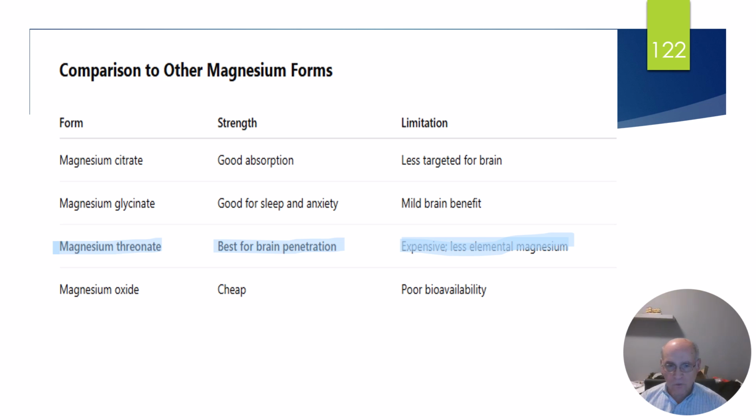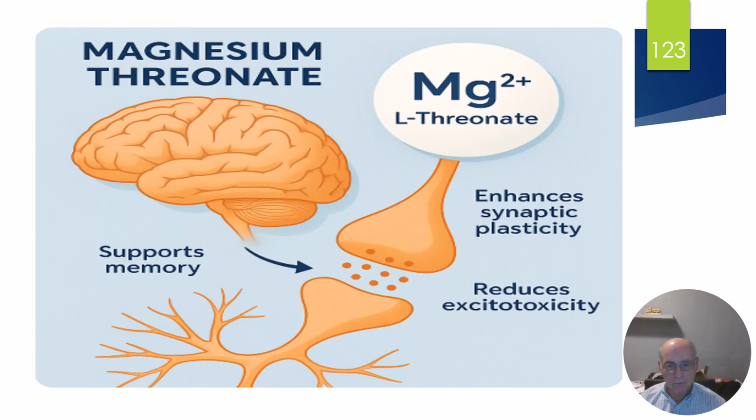It comes in 144 milligrams of elemental magnesium. So if you figure that you really should have your magnesium and calcium balanced 1-to-1, that you need 1,000 milligrams a day at least of magnesium, you're using 144 milligrams in the form of magnesium threonate. And you can see how magnesium threonate enhances synaptic plasticity, it reduces excitability, and it supports memory.